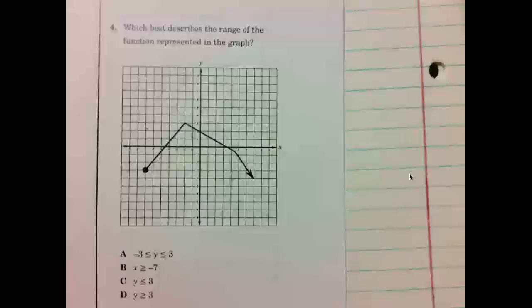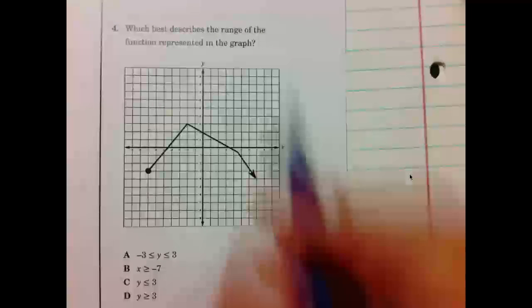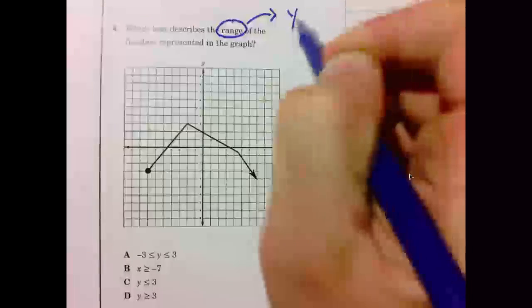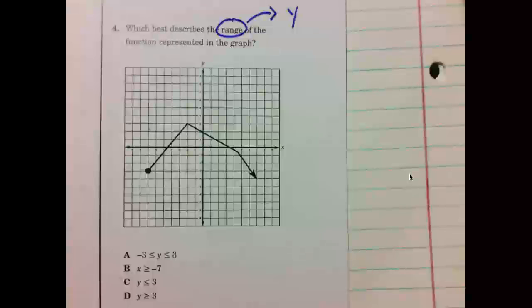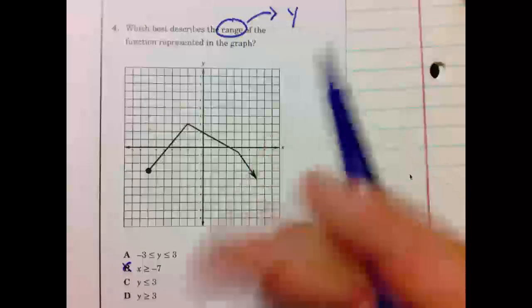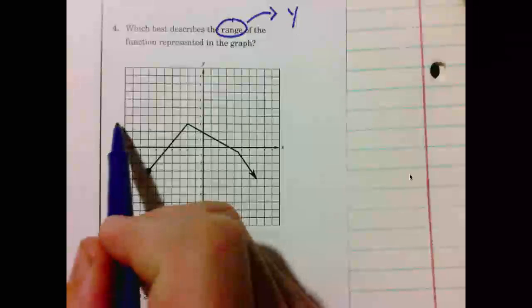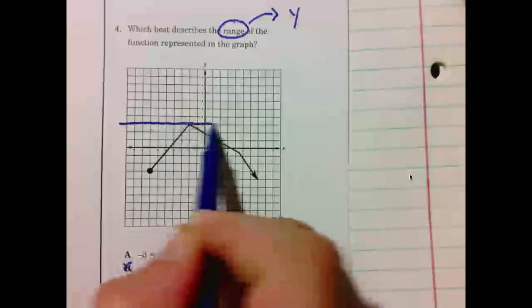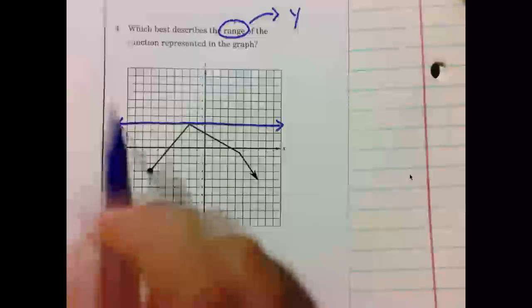Number 4. Which best describes the range? Well, hopefully you remember that range is the set of y values. We're interested in the y. So automatically number 4 cannot be B. It is talking about x. Well, range, the y, is the vertical. I want to see how far my line goes up and then how far down it goes.